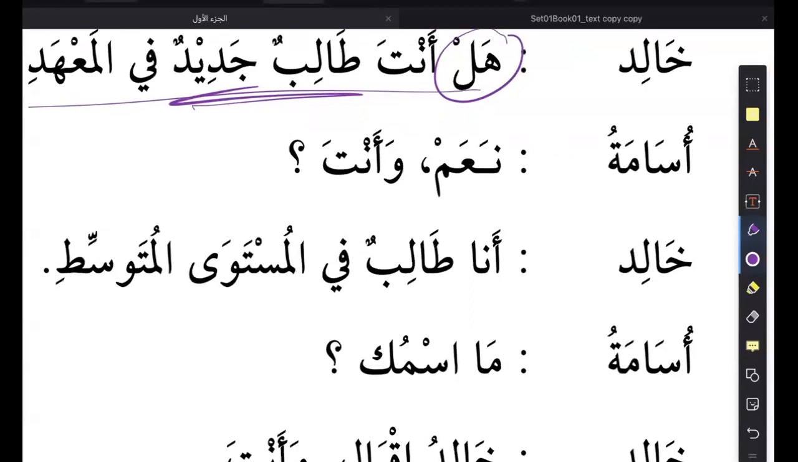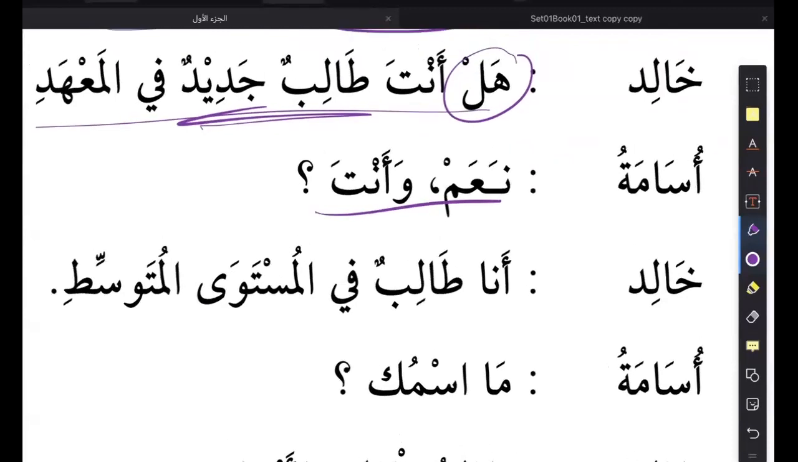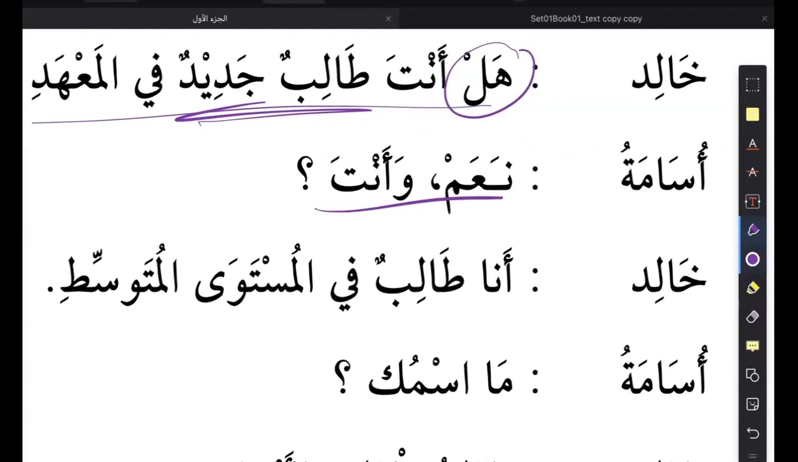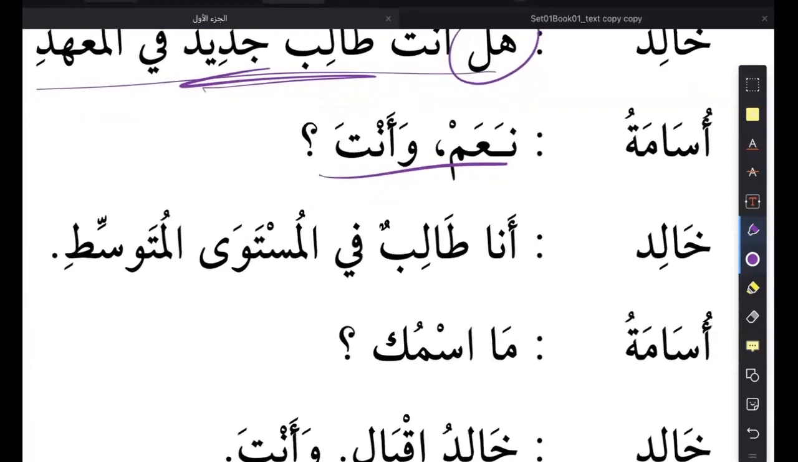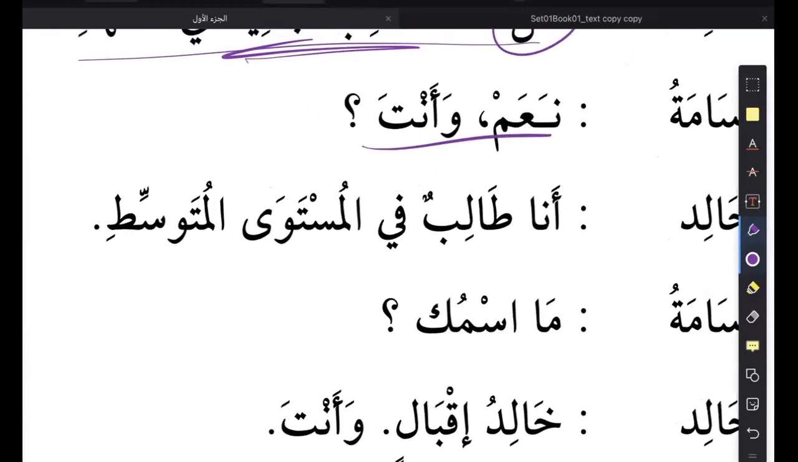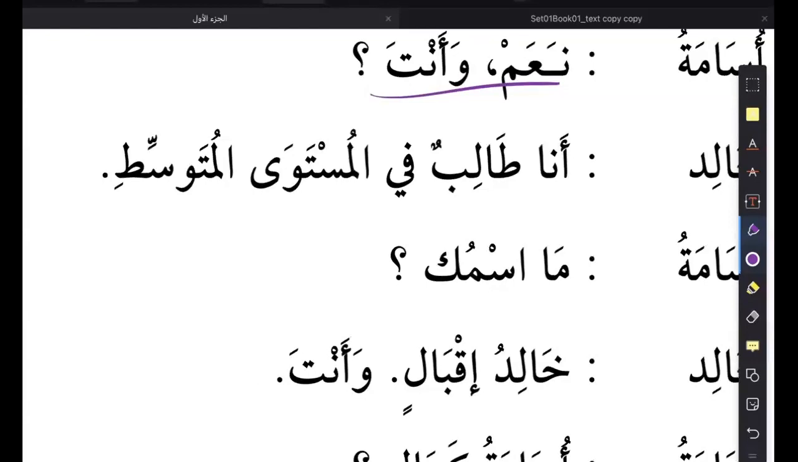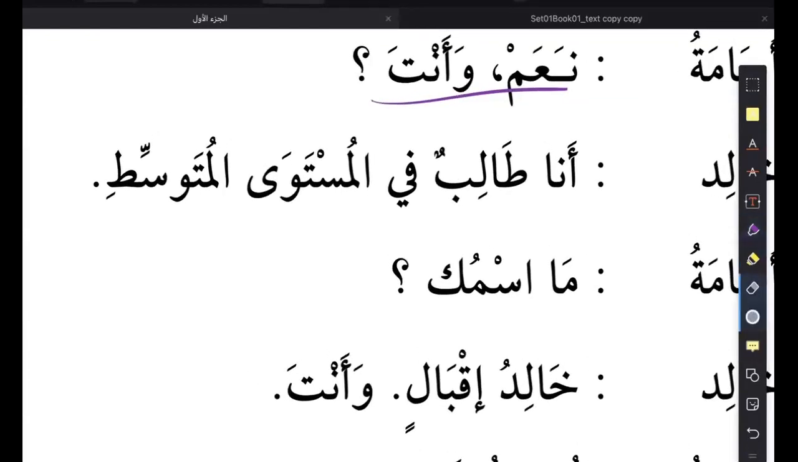So Usama says, Na'am. Wa ant? First he answers his question, yes, I am a new student. Then he asks another question, Wa ant? And you? Then Khalid says, Ana talibun fil mustawa al mutawassit. I am a student in, we can say, the middle level or intermediate level. Okay, we can translate, depends on how many levels there are.